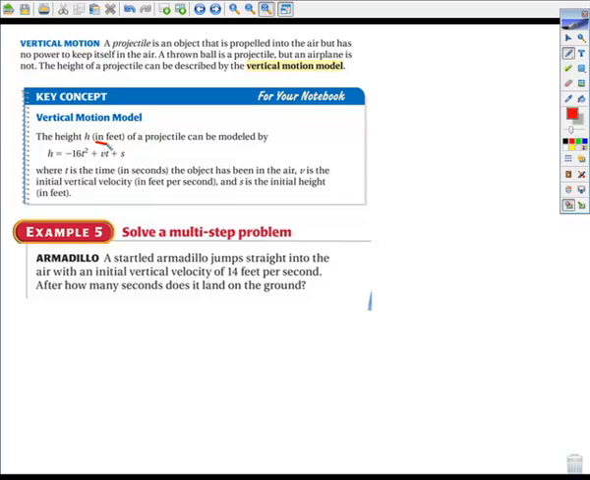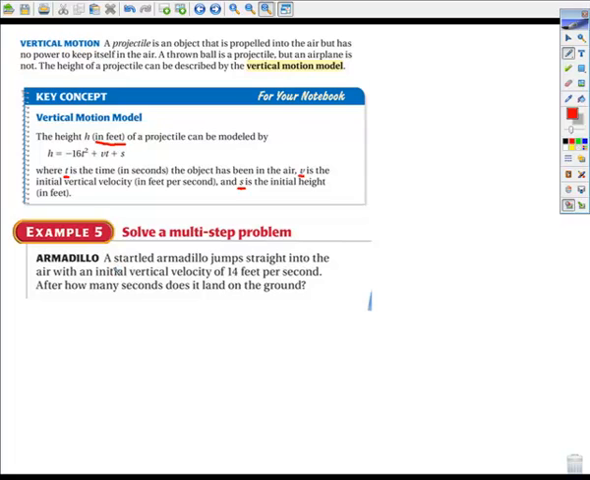So here it is, and this is important. This is in feet. Your general equation, and you're going to have to memorize this: h for height equals negative 16t squared plus vt plus s. t is the time in seconds that the object's been in the air. v is the initial vertical velocity, so it's the force that you're throwing it with, and s is the initial height. So first we're going to go ahead and set this up.